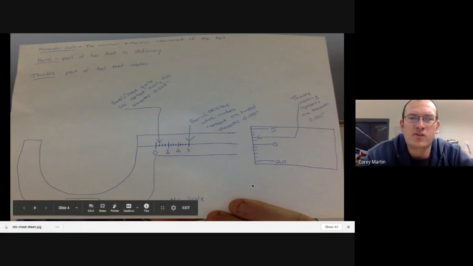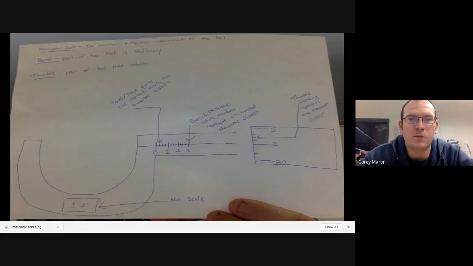So the micrometer scale, that is the minimum and maximum that this particular tool will read. If you have a tool that's 0 to 1, that means it will measure from nothing, 0, all the way up to 1 inch. If you have 1 to 2, that means the base unit of measure is going to be 1 inch. So every measurement on this tool, since it's a 1 to 2 inch scale, is going to start with a 1. The highest that it could possibly go is 2.000.